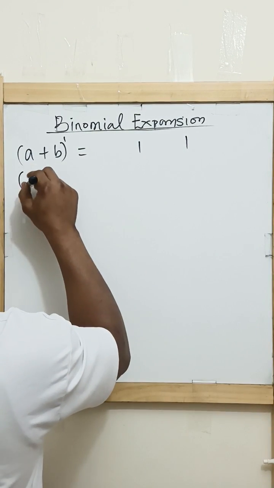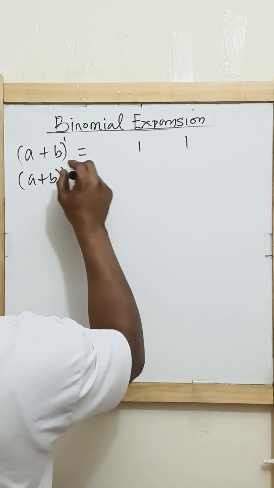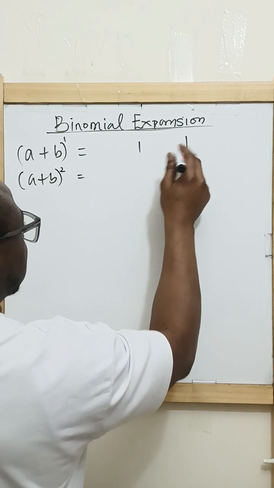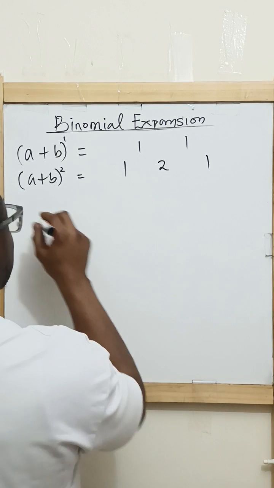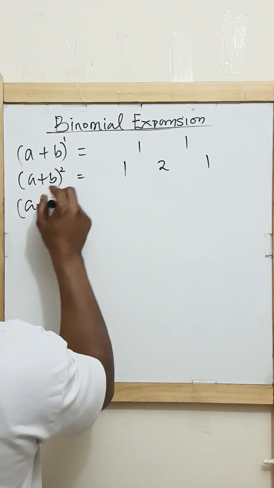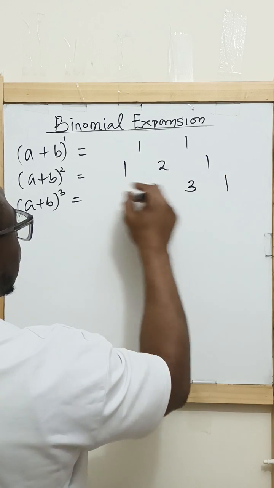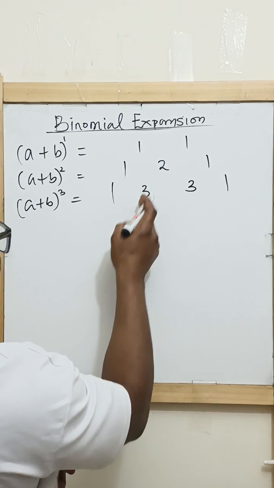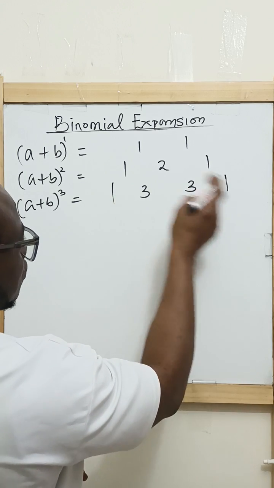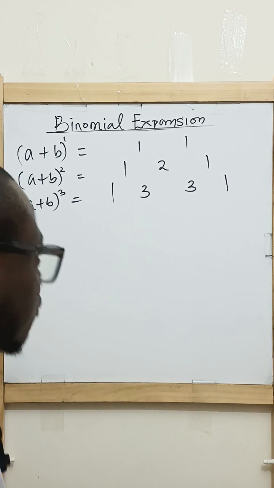(a + b) raised to the power 2 is going to be: add this, that will be 2, and we guide it with 1, 1. (a + b) raised to the power 3, so that will be 1, 3, 3, 1. So you know what we're doing? We're adding this together, add this together, we guide it with 1, 1. Right? That's what we're doing.